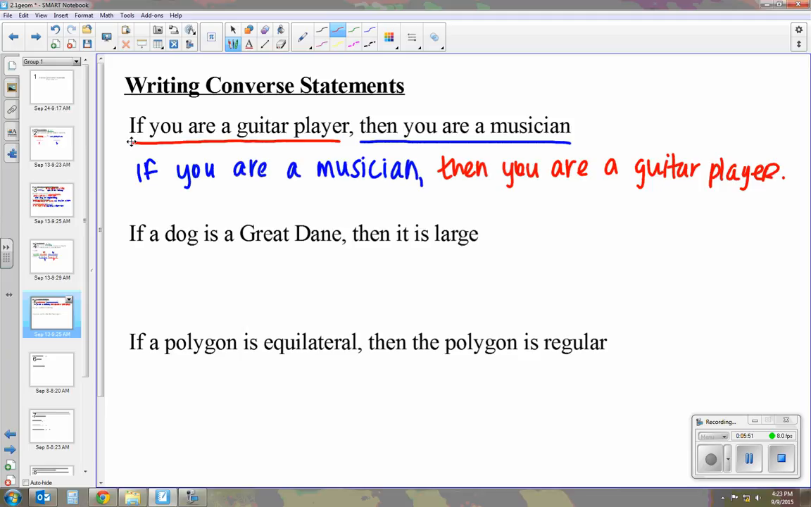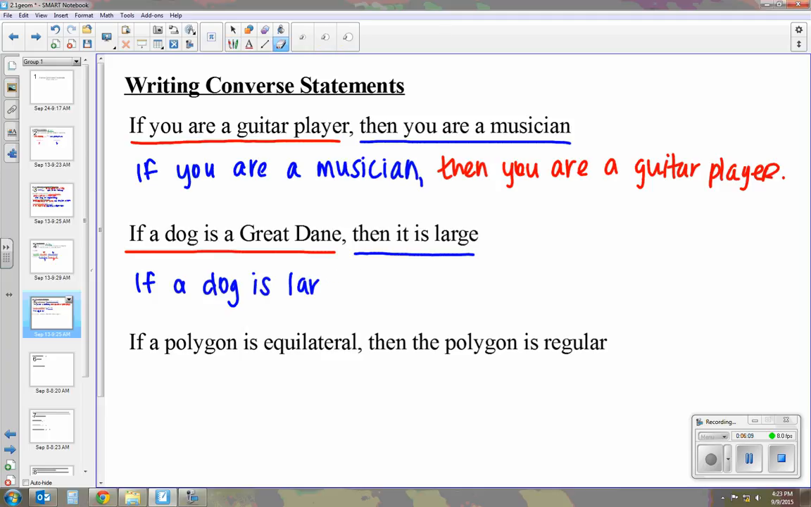So let's try this again. Our hypothesis for this is, if a dog is a Great Dane, and our conclusion is, then it is large. So we're going to flip it to do the converse. So we say, if a dog is large, then it is a Great Dane.